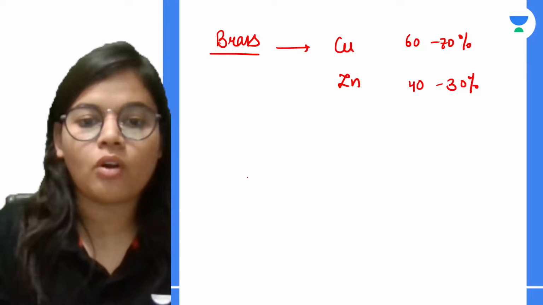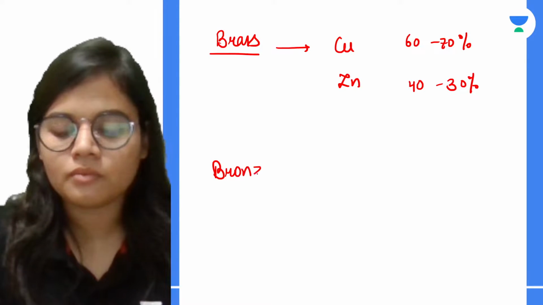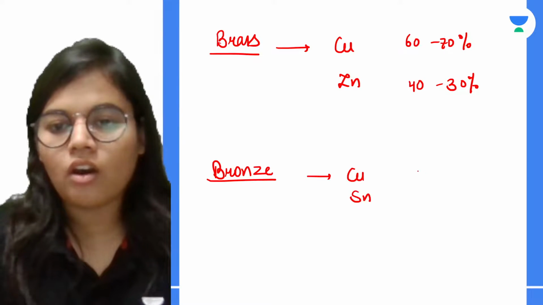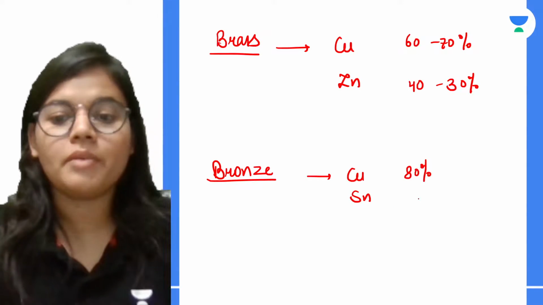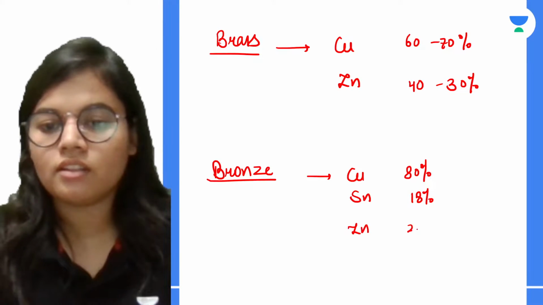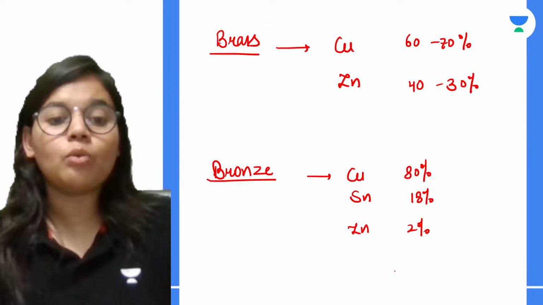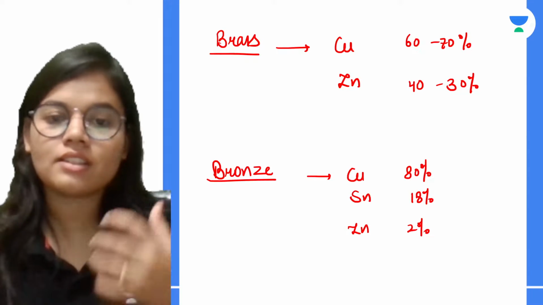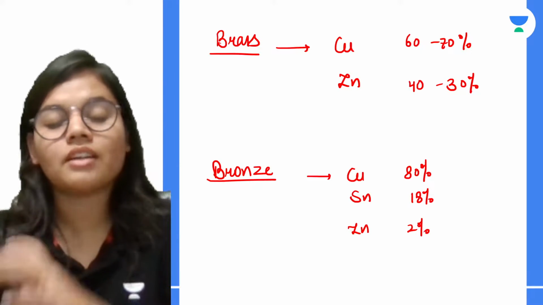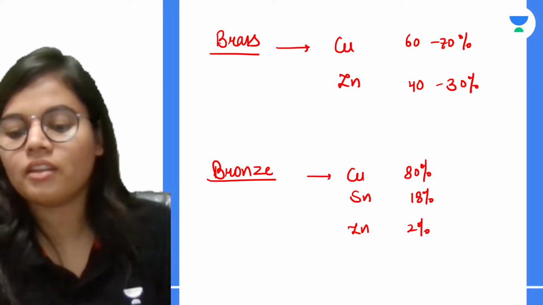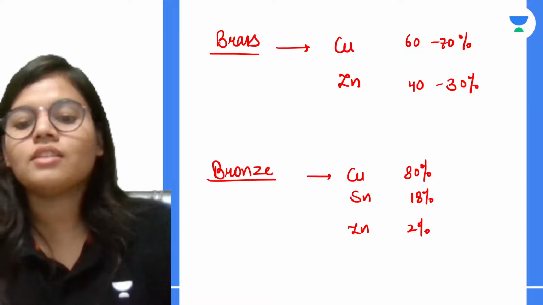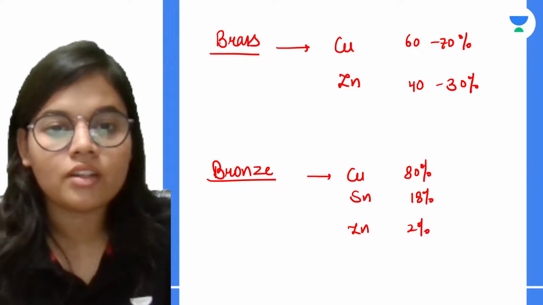Next is bronze. Bronze consists of almost 80% copper, so a major quantity is copper, then zinc and tin. And what is bronze used for? It is hard, it resists corrosion, and it can be cast easily. So it is used again in utensils, statues, medals, etc. Bronze medals, right? So these are the uses of some of the common alloys.